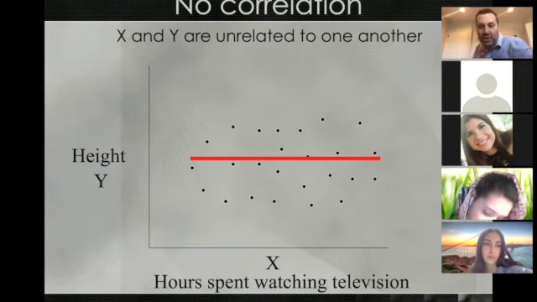And when there's no correlation, it means you can't predict one from the other, which makes sense, right? Because if all you knew about someone was how many hours they spend watching TV, we can't use that to predict how tall they're going to be. It doesn't matter if they spend like half an hour or if they spend 5 hours. It doesn't matter. It gives you the same prediction because it's totally irrelevant to how tall someone is.